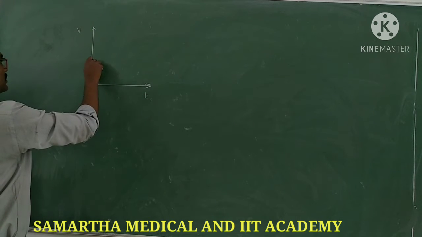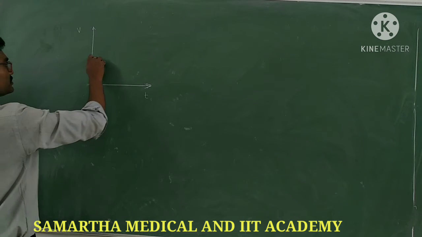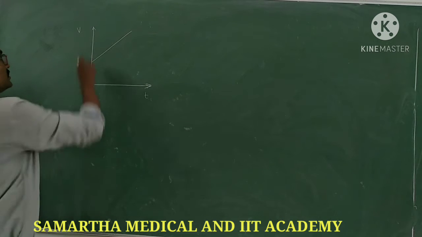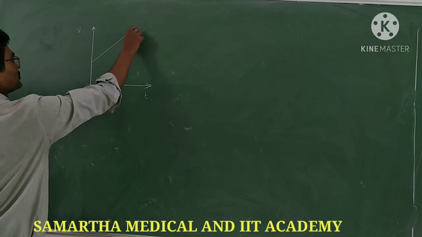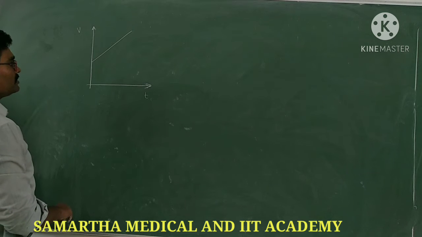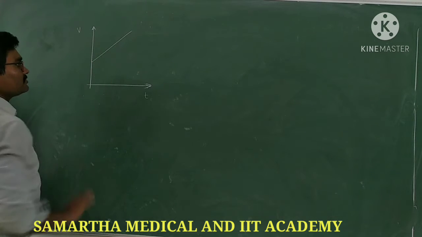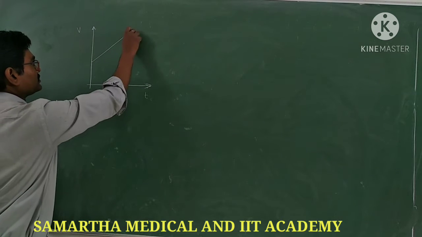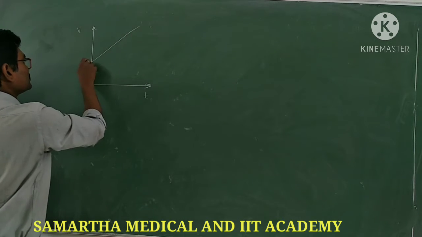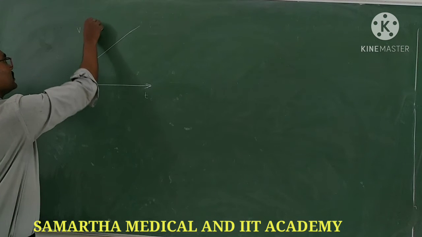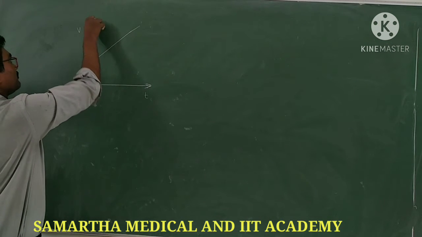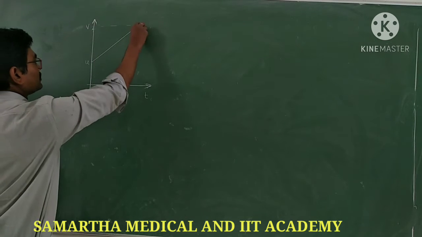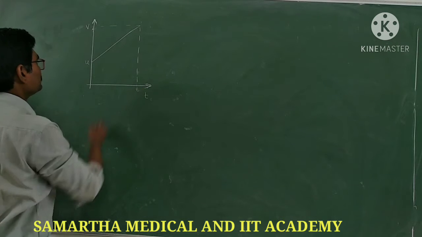Suppose a particle starts from u, the initial velocity, and it is linearly increasing. So as time increases, the magnitude of velocity is also increasing linearly. Then by using this v-t graph, we are going to derive the equations. First, it started from u, and after a time t seconds, its final velocity reaches v.